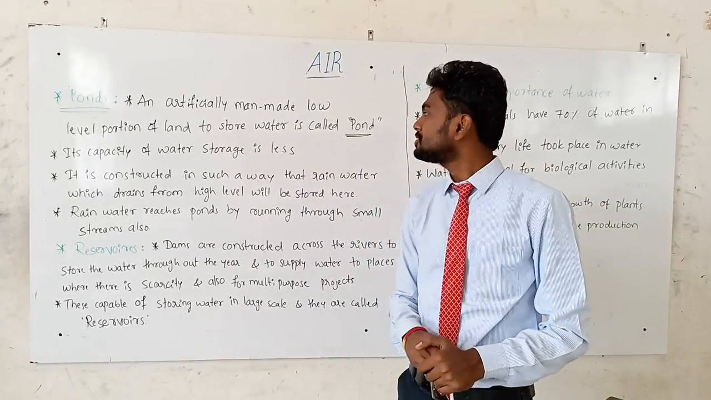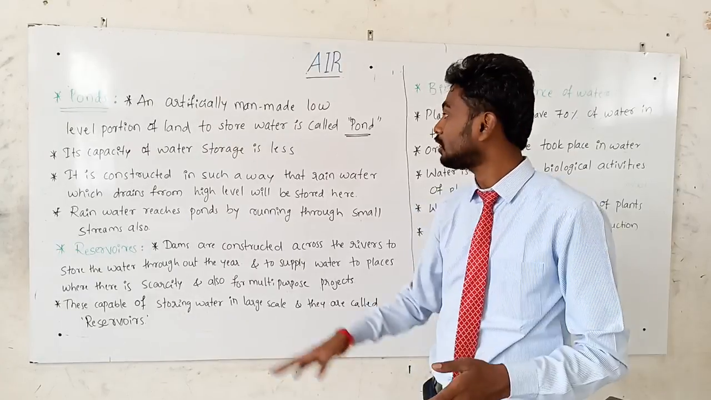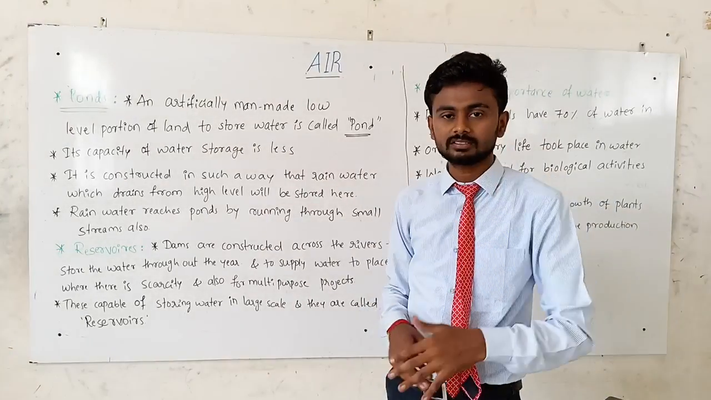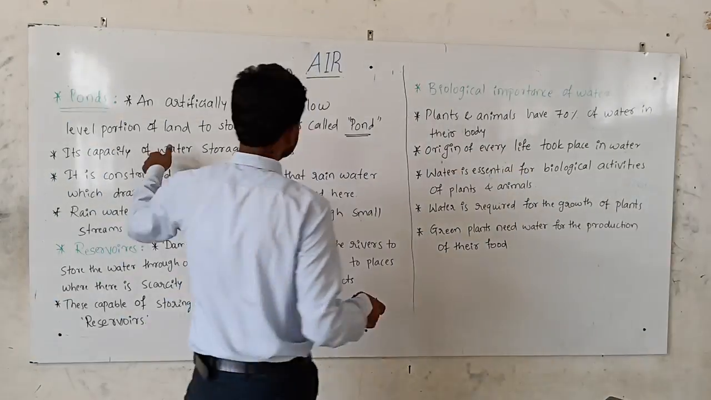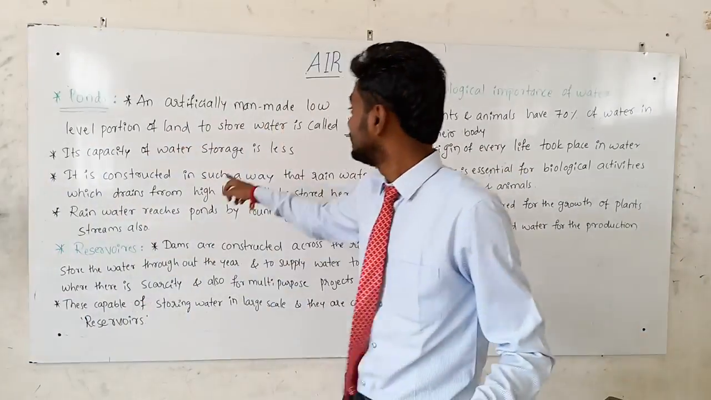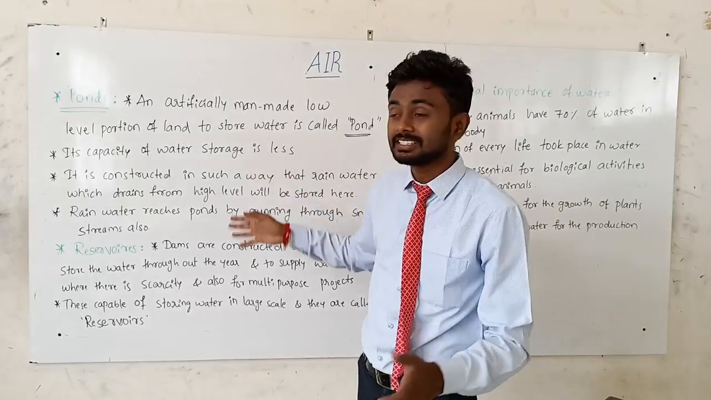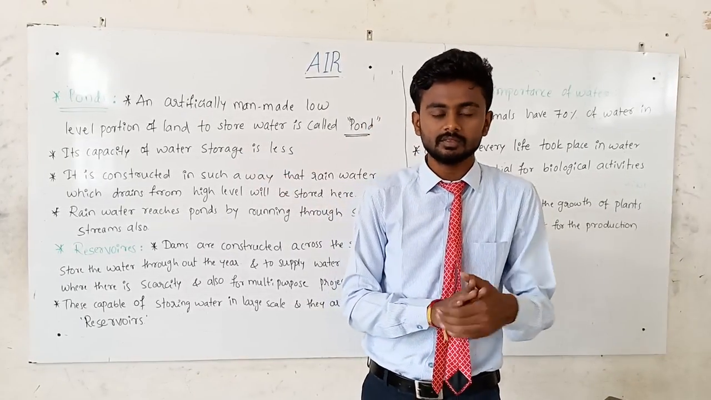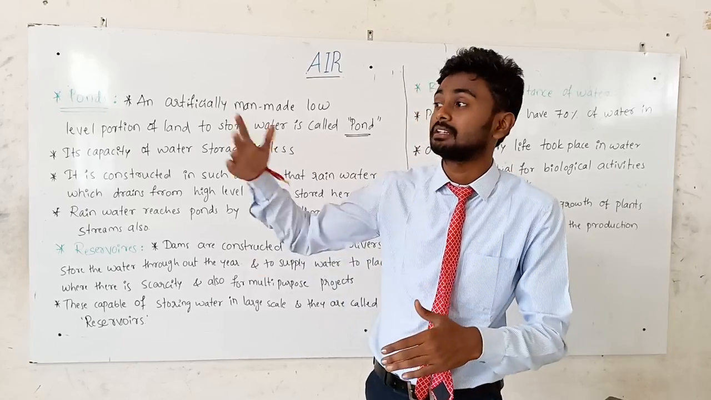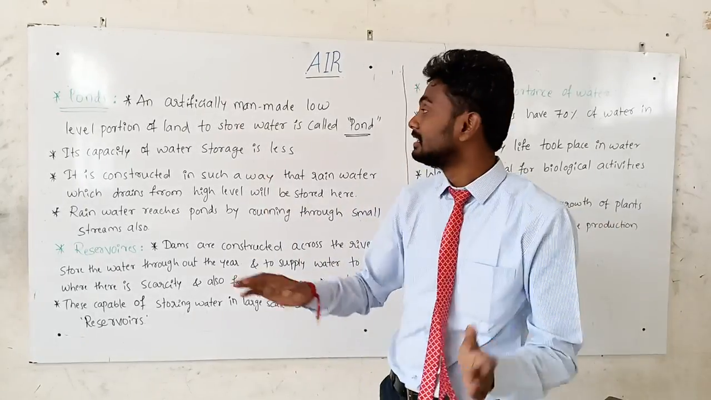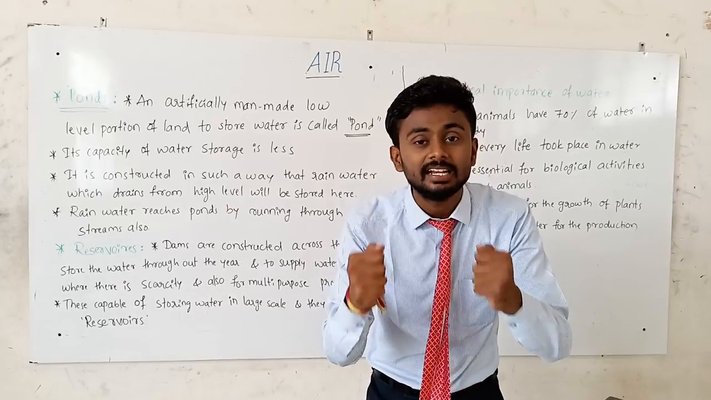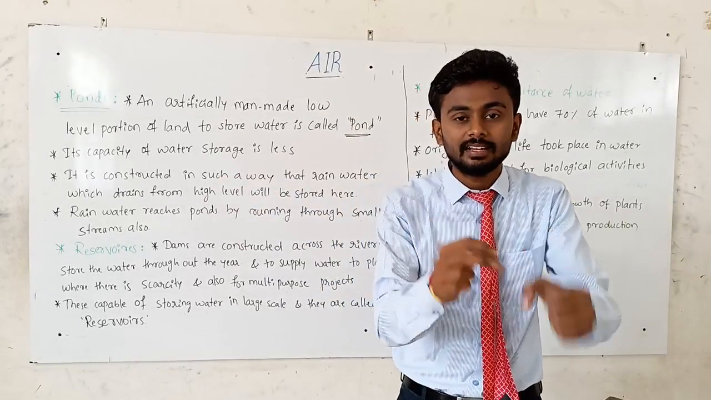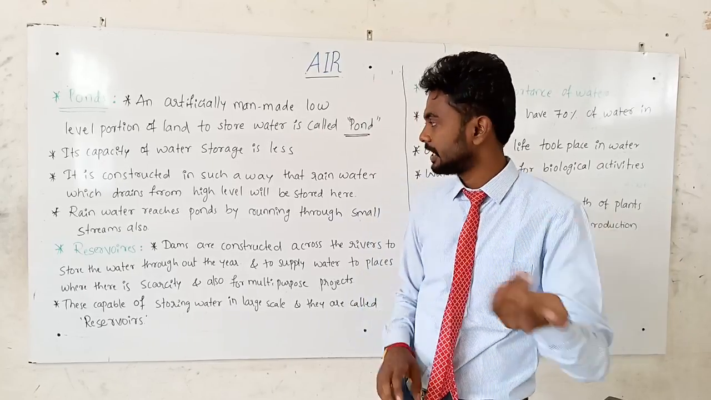See, an artificial man-made low-level portion of land that stores water is called a pond. But students, the pond's capacity of water storage is very less. Compared with the dams and the reservoirs, the pond's water storage capacity is very less. Clear? Next one.